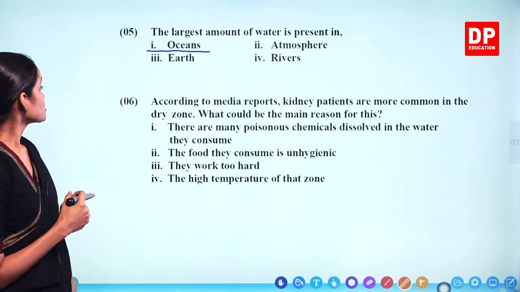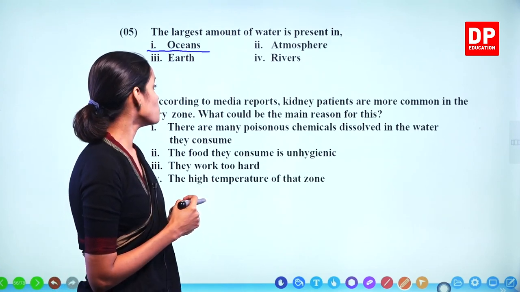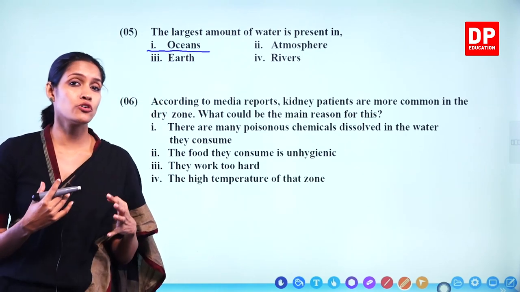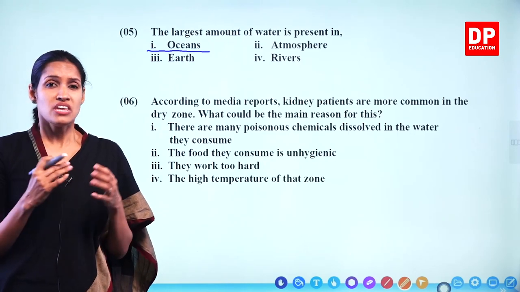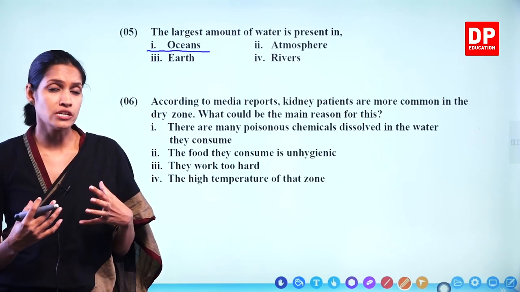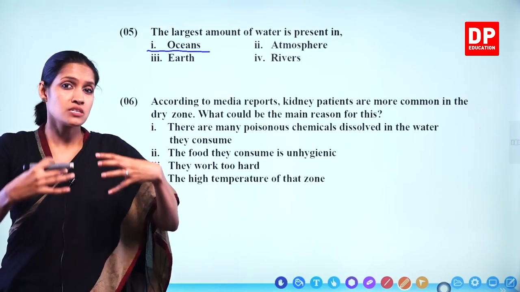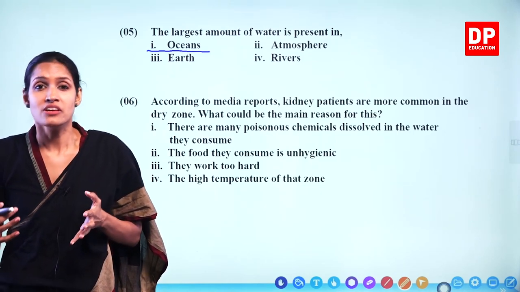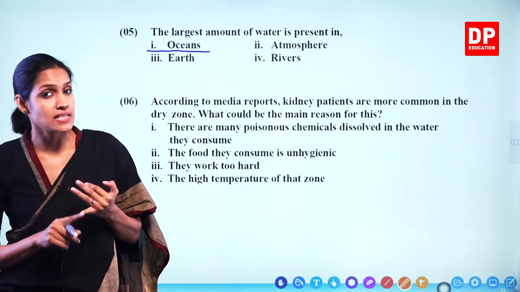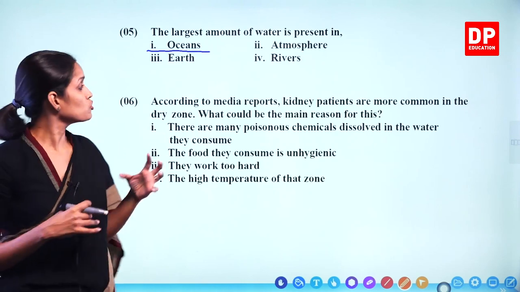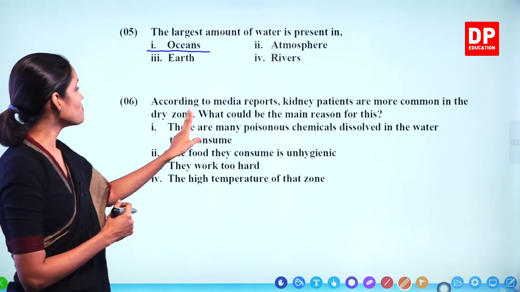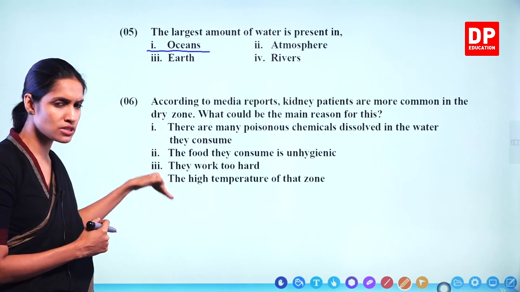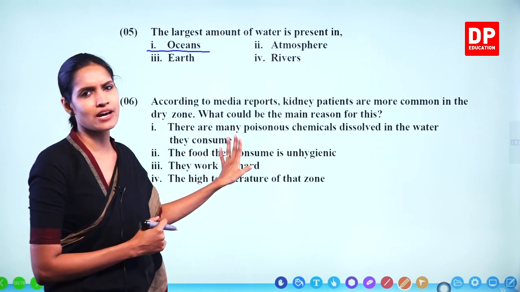Number 6. According to media reports, kidney patients are more common in the dry zone. What could be the main reason for this? Do you remember when we were discussing water pollution, I told you there are some poisonous substances present in water. When we consume water with these poisonous substances continuously for a long period of time, we get diseases like kidney diseases, cancers. I hope you remember that one. So what could be the reason? We will go through. There are many poisonous chemicals dissolved in the water they consume. This is correct, but we will go through the rest as well. The food they consume is unhygienic.